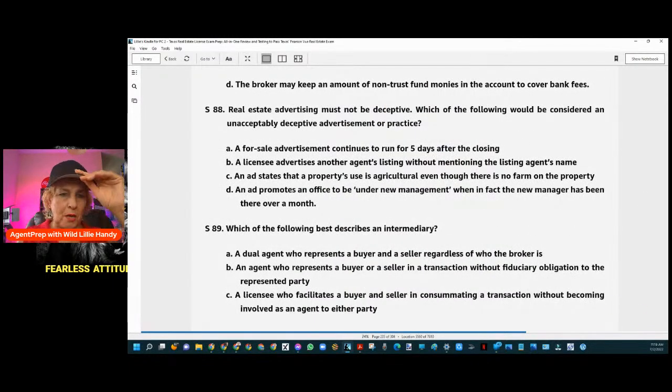88, looking small. So 88 is B. A licensee advertises another agent's listing without mentioning the listing agent's name.